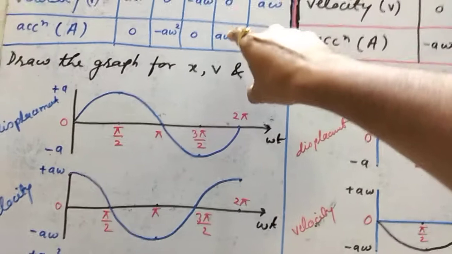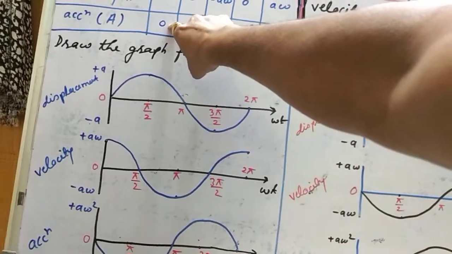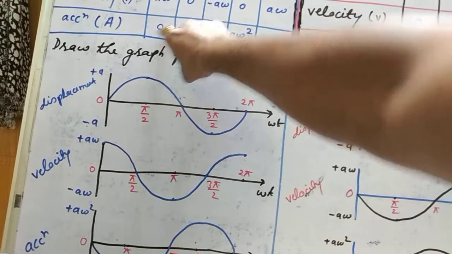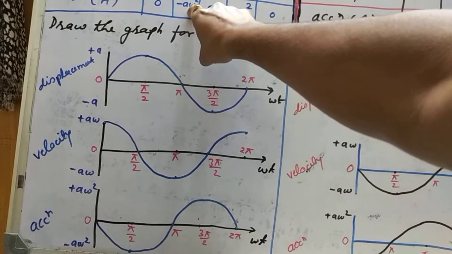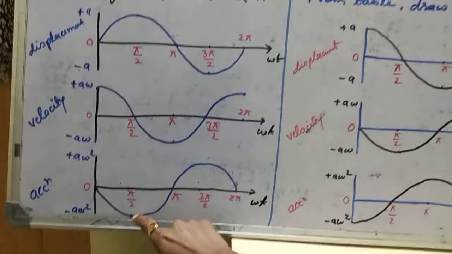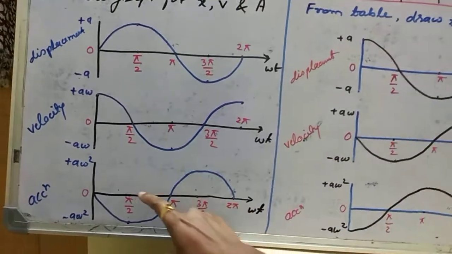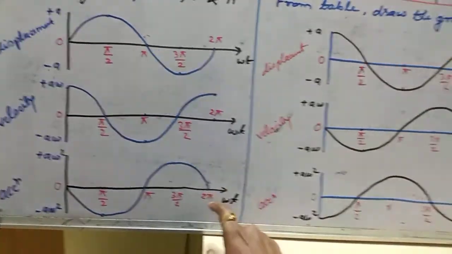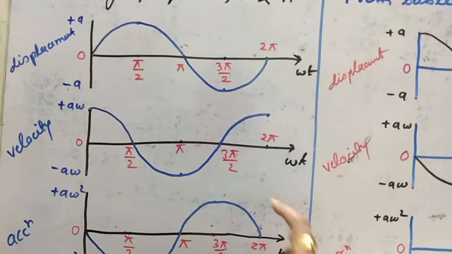Similarly for acceleration, for 0 angle the value of acceleration is 0. For pi by 2 angle it is minus a omega square. In this way, when we substitute the values, this nature of curve is obtained.